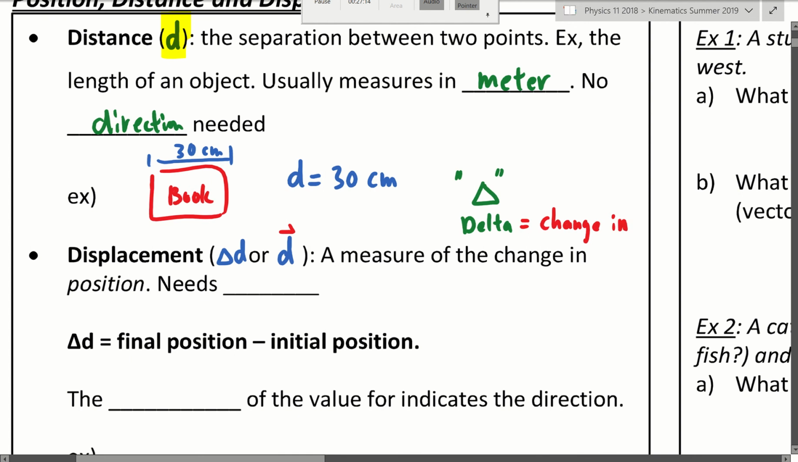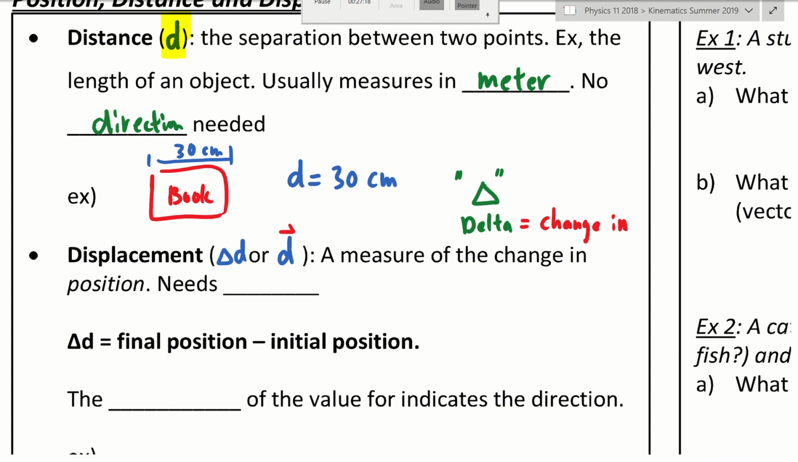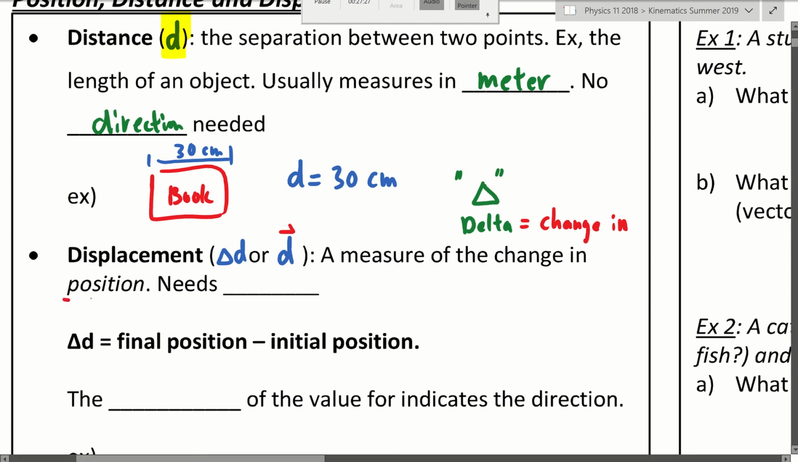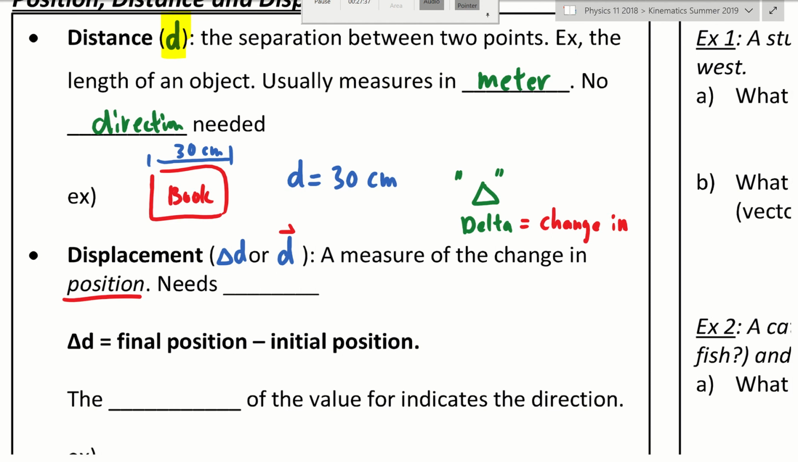So if a quantity changes, then we put this little triangle in front of the quantity. So when your location changes, we call it displacement. So delta D means you're changing your location or changing your position, right? So your position changes, you need a displacement because you need to know, hey, for example, let's say I have hidden your cell phone somewhere in your classroom, right? In the classroom.